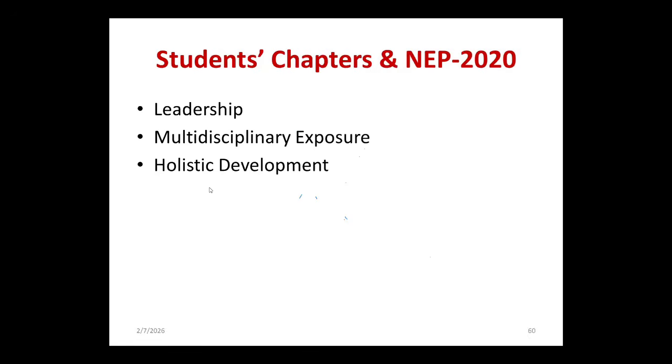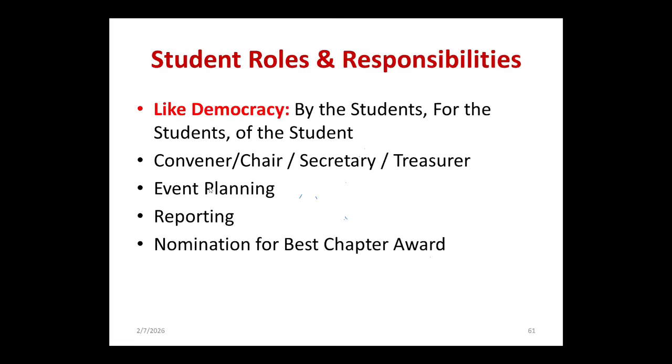And under NEP, leadership, multidisciplinary exposure, holistic development, you can easily get, and you can map that as per NEP. Then student roles and responsibilities: like I already told, a democracy of the student, by the student, for the student. So the student members will take authority as convener, chair, secretary, or treasurer. Then they will do their own event planning. They will prepare their own reports, and they will report to headquarters for publication. And at last, they will go for nomination of the best student chapter award at engineering college as well as polytechnic college.